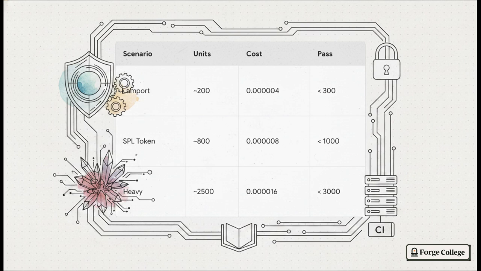By encoding these baselines directly into your repository, the CI script instantly knows if a new code commit has basically violated the laws of physics for your specific app.